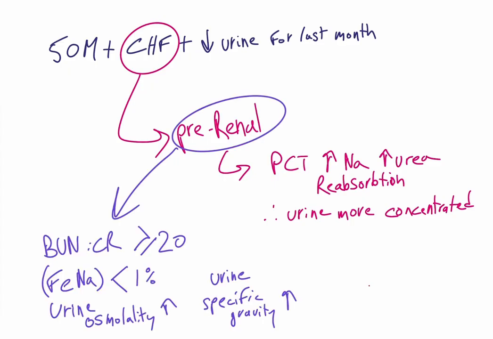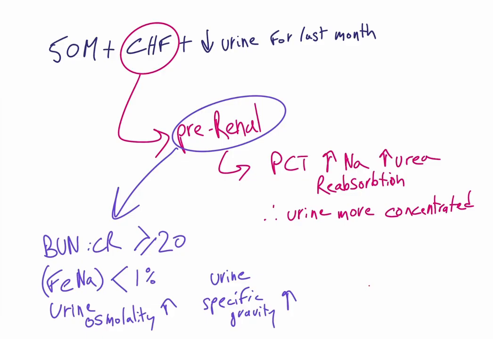Now, some students get tripped up here because they think if sodium is being pulled out of the urine, how does that make the urine more concentrated? That's a legitimate question. However, there is an answer. So sodium itself doesn't determine urine osmolality. It is the extra water being reabsorbed early in the nephron that makes the urine more concentrated overall. You need to remember this.